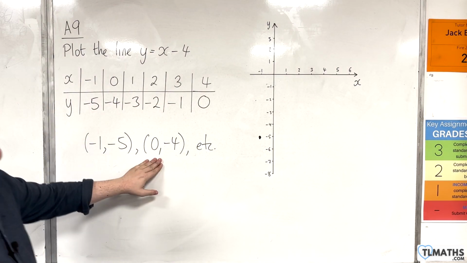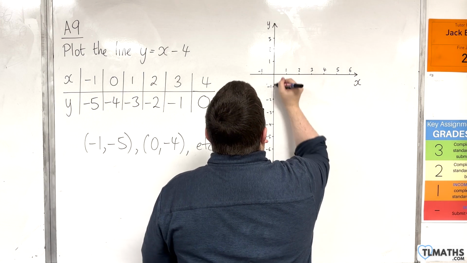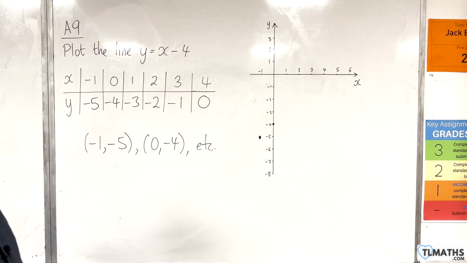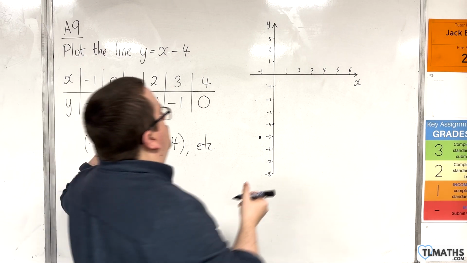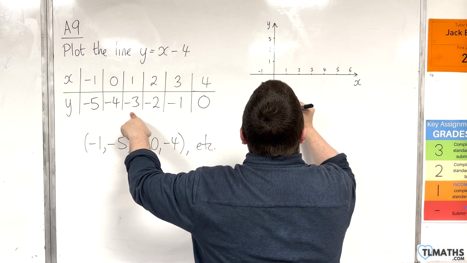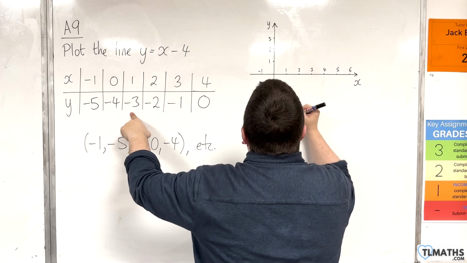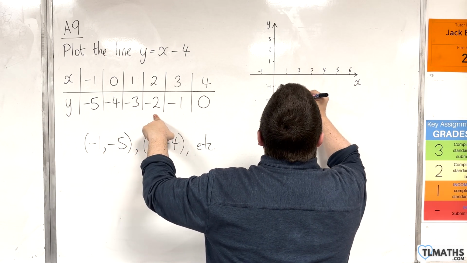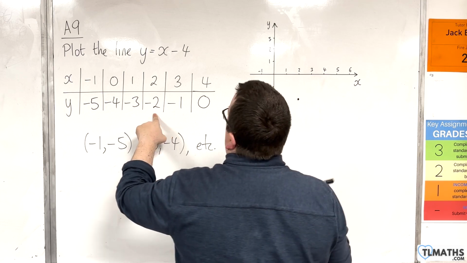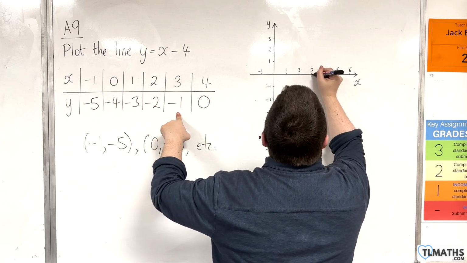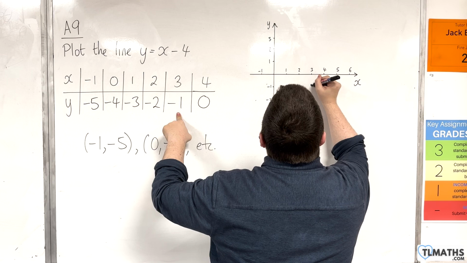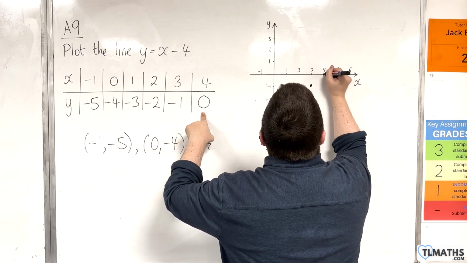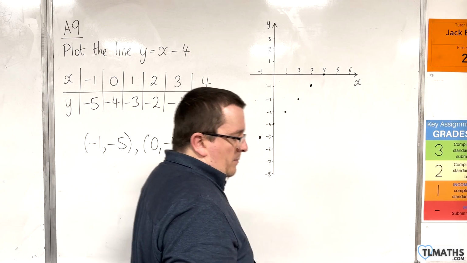Then we have 0, -4. So 0, -4 is there. Then we have 1, -3. So 1, -3 is about there. Then 2, -2. So there. 3, -1. So there. And then 4, 0. So 4 along, 0 up.